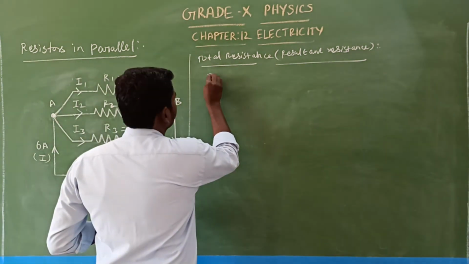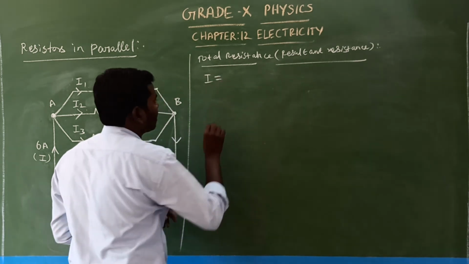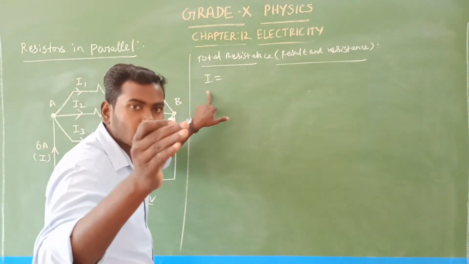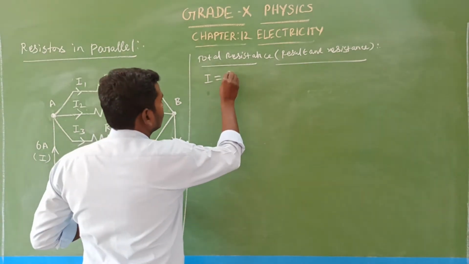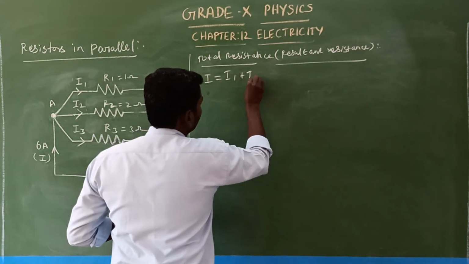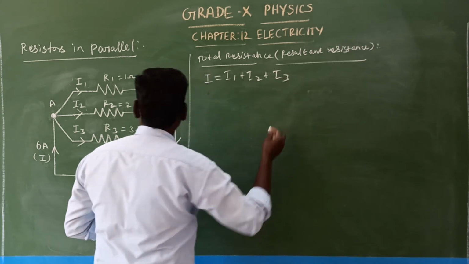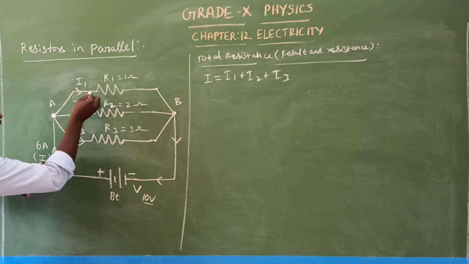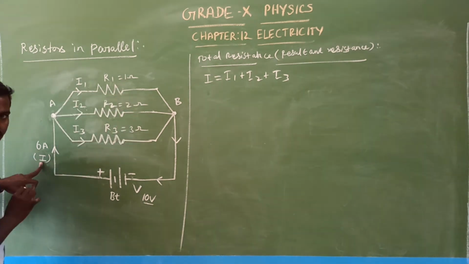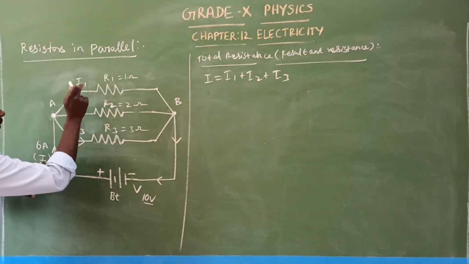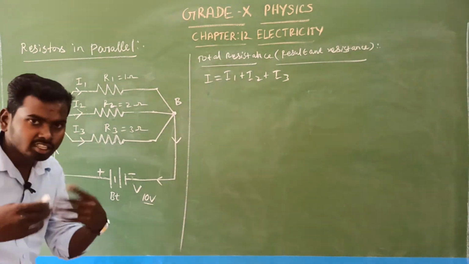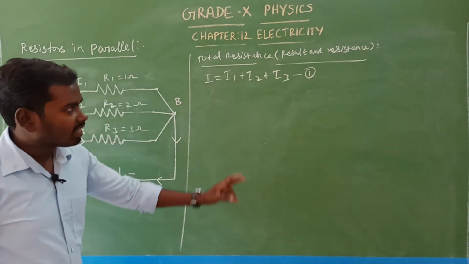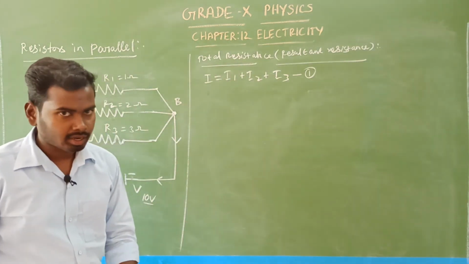So the total current I is equal to the sum of the individual currents flowing through each resistor. I equals I1 plus I2 plus I3, because current gets distributed. Am I right? Yes. Consider this equation 1. Is it clear, students? Yes.